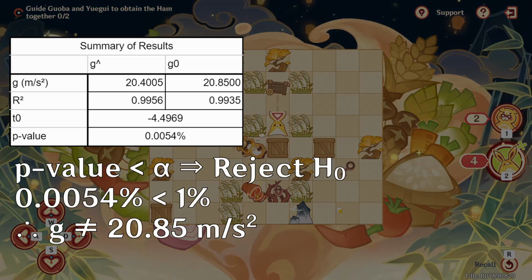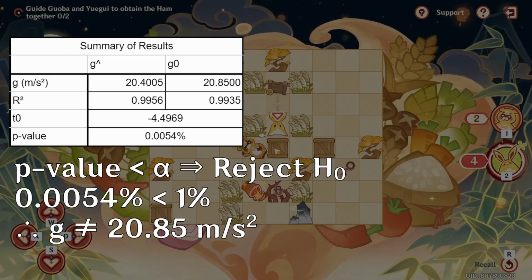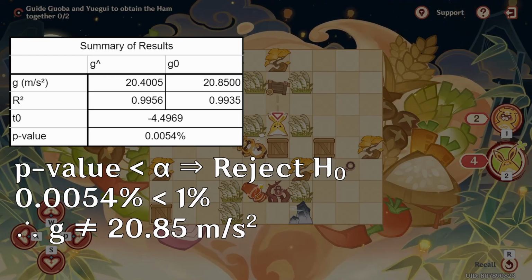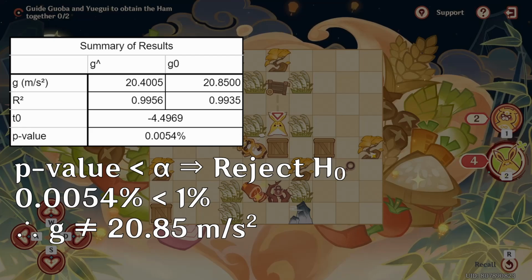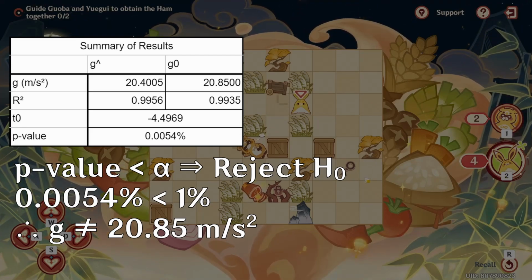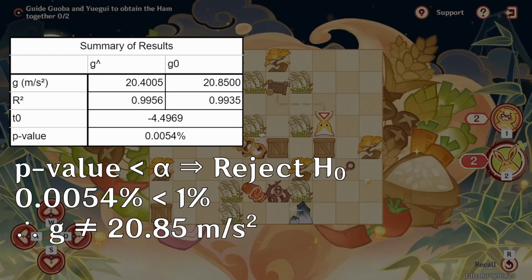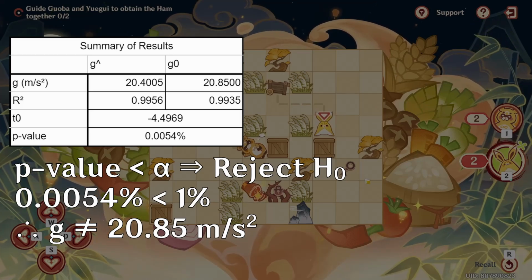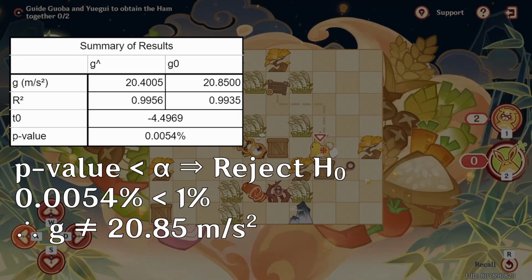Now, because 0.0054% is less than 1%, this means we must reject my null hypothesis, so therefore, the gravitational acceleration of Teyvat is not equal to 20.85 meters per second squared.